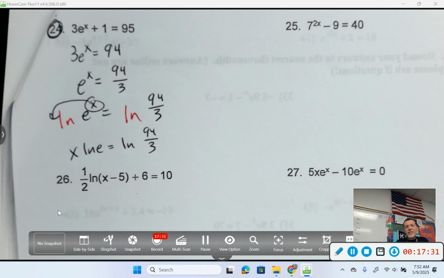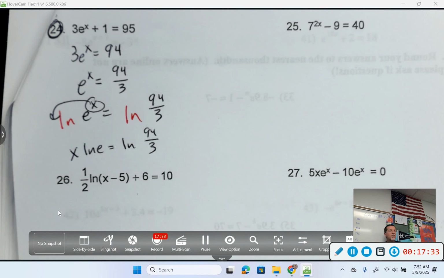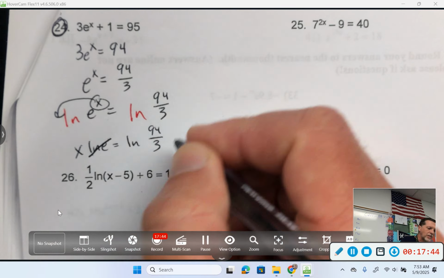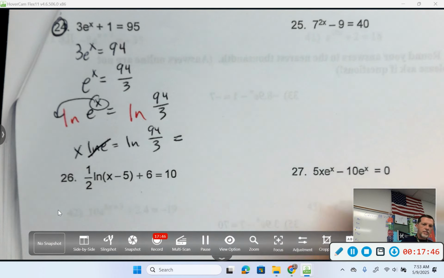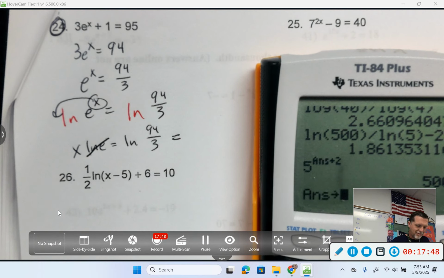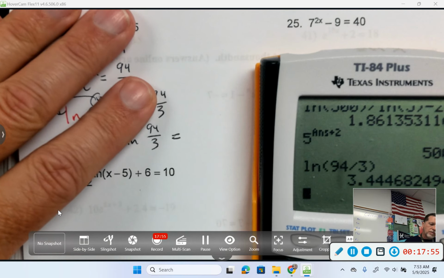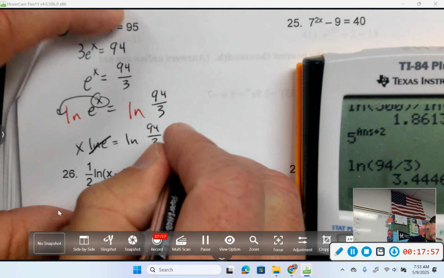And you've got a calculator, so I suppose you could divide both sides by natural log of e, but it would be better if you were kind of on your toes and realized the natural log of e is 1, so this really is a nice one. I mean, maybe that's too kind to that problem. Natural log of 94 over 3, 3.445.